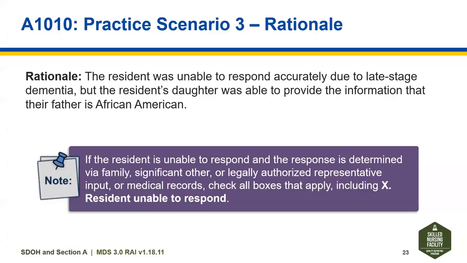Code B and code X would be checked because the resident was unable to respond accurately due to their late stage dementia, and their daughter was able to provide the information that their father is African American. Recall that the guidance states if a resident is unable to respond, but the responses are determined via family, significant other, guardian, legally authorized representative, or medical records, that you would check all boxes that apply, including code X.